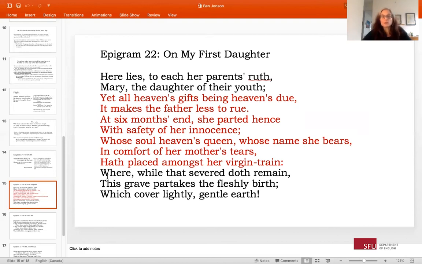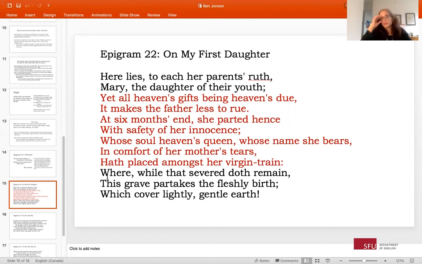Here lies, to each her parents' ruth, Mary, the daughter of their youth. Yet all heaven's gifts being heaven's due, it makes the father less to rue. At six months' end, she parted hence with safety of her innocence, whose soul, heaven's queen, whose name she bears, in comfort of her mother's tears, hath placed amongst her virgin train, where, while that severed doth remain, this grave partakes the fleshly birth, which cover lightly, gentle earth.